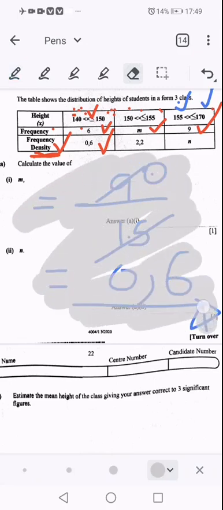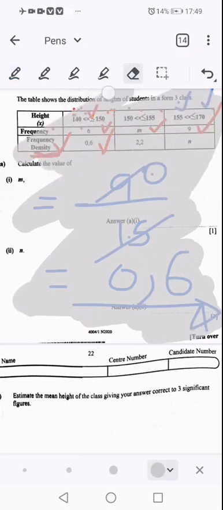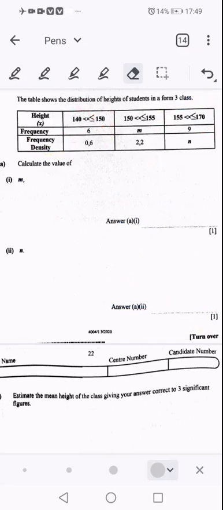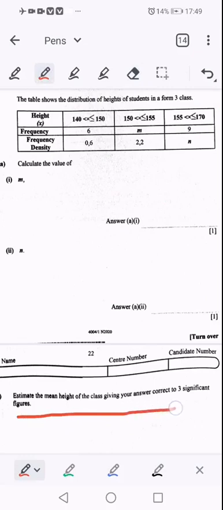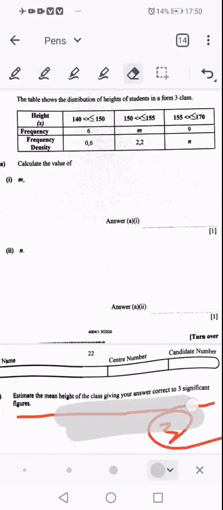Let's continue so that we can assist each other. Hi, the next question says, it's here. It says, estimate the mean height of the class, giving your answer correct to 3 significant figures. Then you'll be given 3 marks. Okay, let me work on this one.